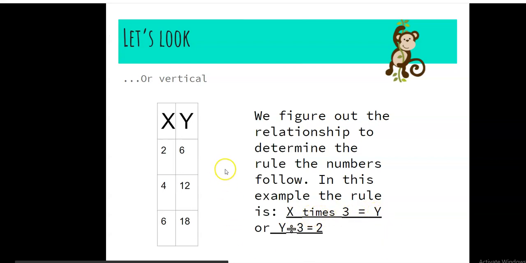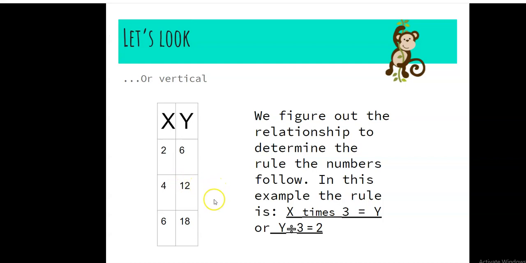All right, so what does that mean? That means that the number that is in the X column, when multiplied by 3, will equal whatever is in the Y column. 2 times 3 equals the 6 in the Y column. 4 in the X column times 3 equals 12, which is in the Y column. So we get this rule, X multiplied by 3 equals Y.